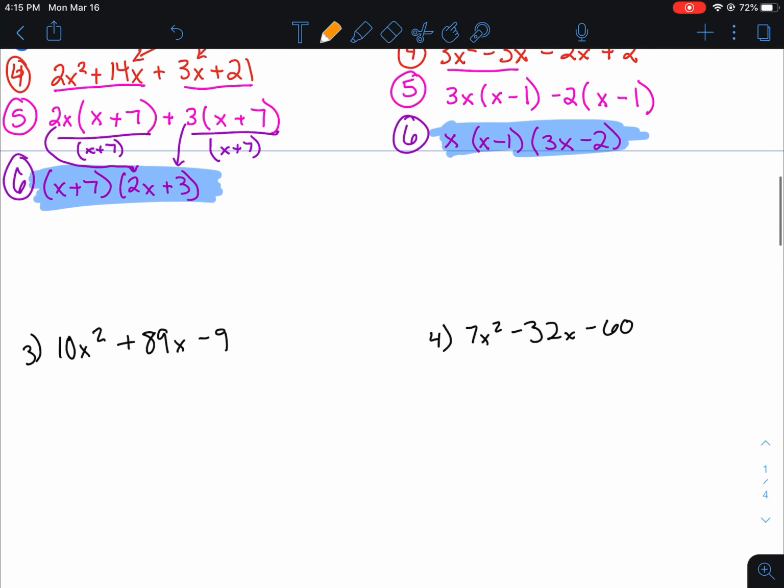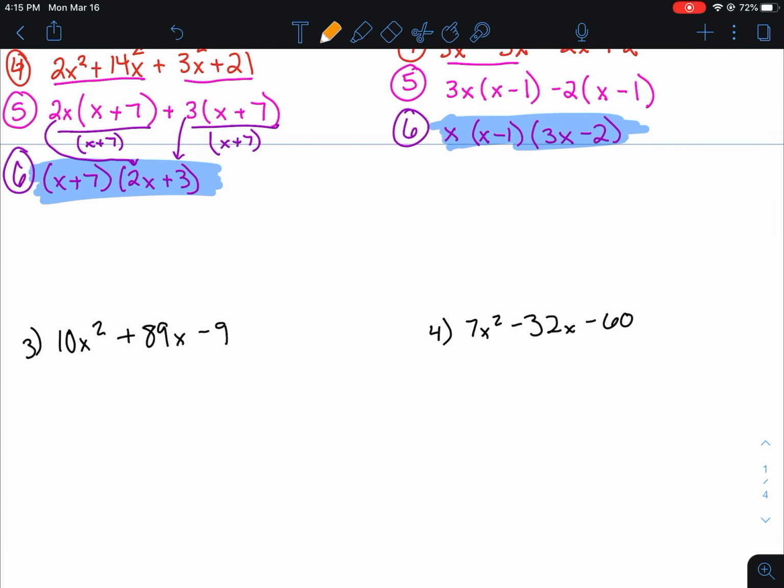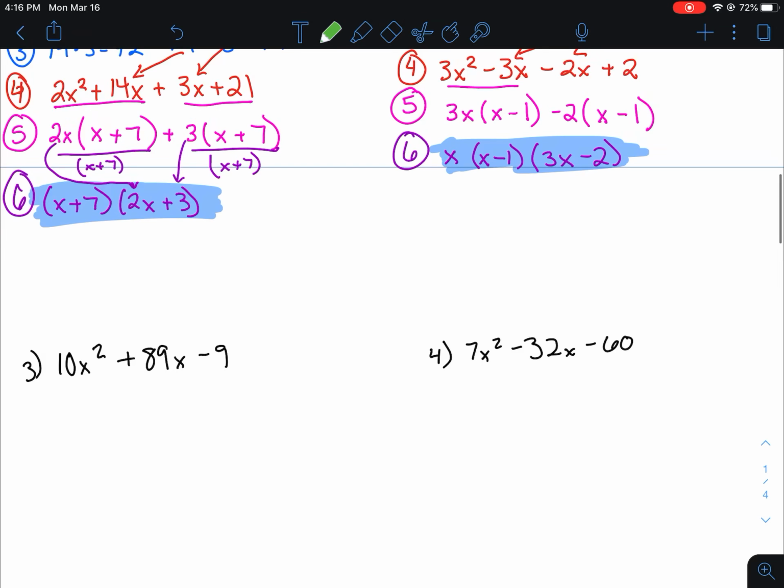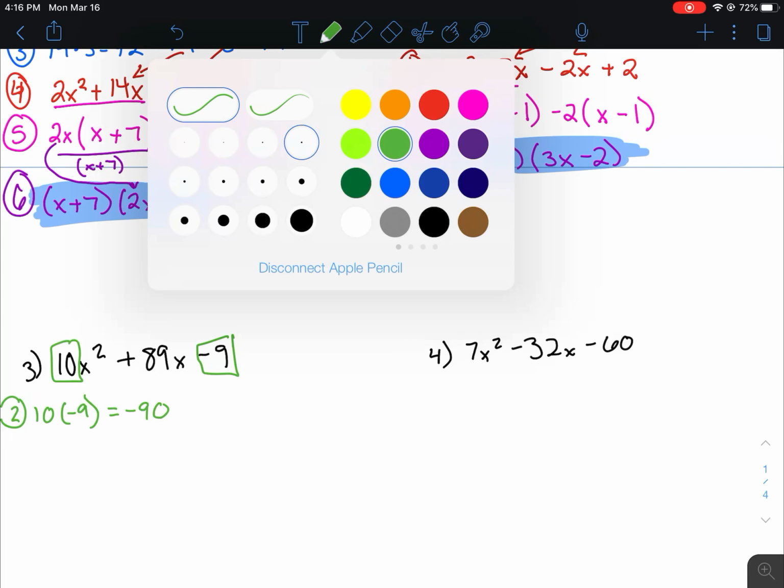All right, so now we're going to move on to example number 3. Example number 3 is 10x squared plus 89x minus 9. All right, so if we look at 10x squared, 89x, and 9, none of them have a common value, so I'm just actually going to skip step 1 altogether. Like, we don't need to do things that we don't have to. But we do have an a value in front of our x, and so when we multiply 10 times negative 9, we end up getting negative 90.